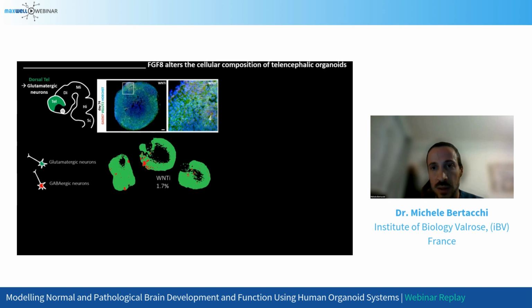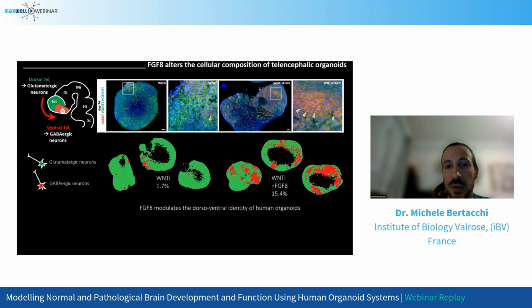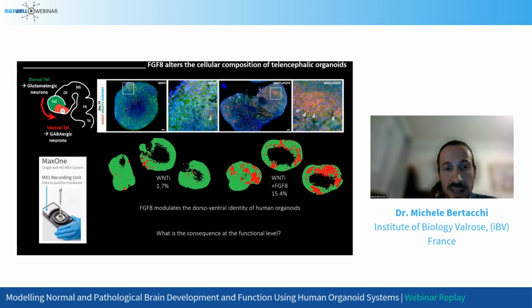Vice versa, when we treat the organoids with FGF8, you can see that we have a huge increase of GABAergic neurons. Basically we found many different things. We don't have time to go into detail, but one of the main actions of FGF8 was to modulate the dorsoventral identity of progenitors and neurons, and basically to ventralize the organoids and induce a ventral GABAergic identity at the expense of a dorsal glutamatergic one. And as Michelle also said, now the question was, what is going on at the functional level?